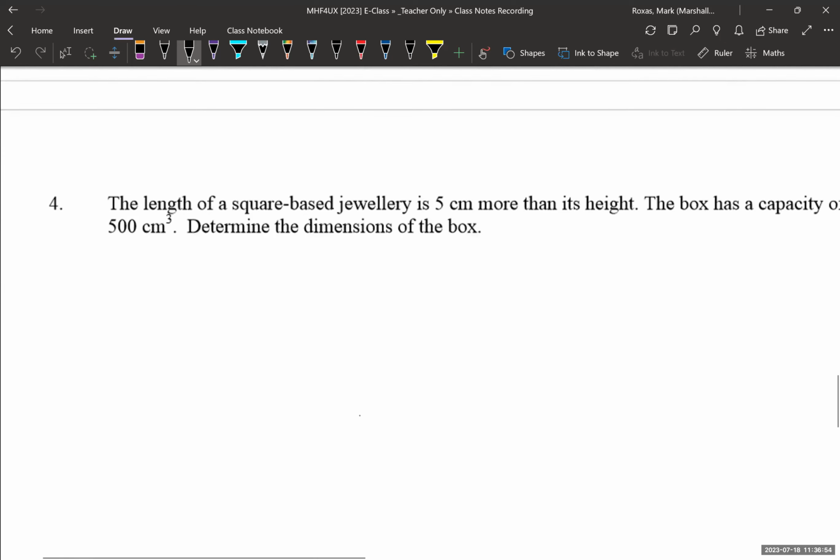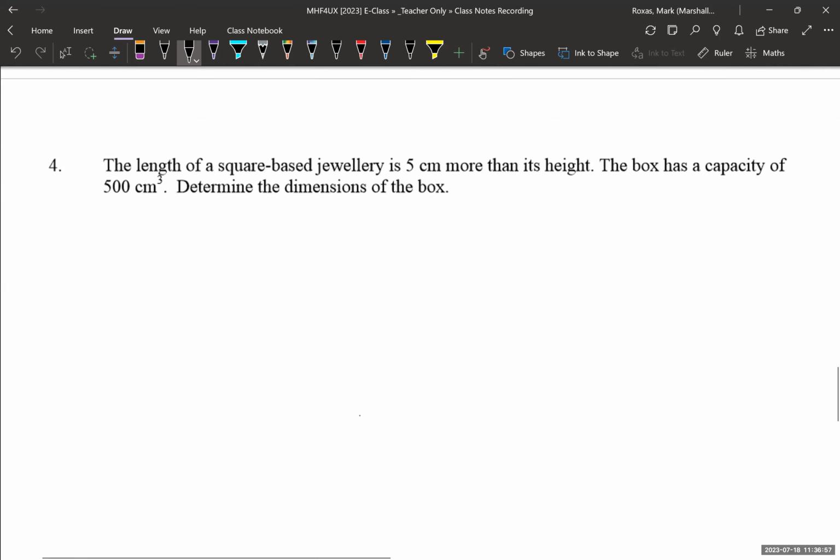Okay. And let's see what we've got next. So let's just try an application problem. The length of a square-based jewelry box is 5 centimeters more than its height. The box has a capacity of 500 centimeters cubed. Determine the dimensions of the box. Let's say this is a box, a square-based jewelry box. I probably forgot to put that word in there. Okay, so let's see the square base.